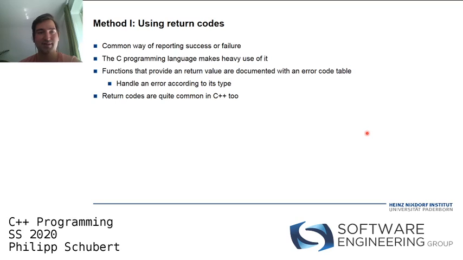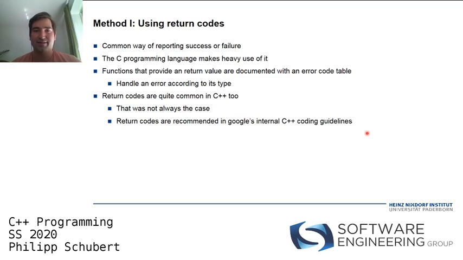Return codes are also quite common in C++ in many scenarios. That was not always the case. In the early days, it was taught to just use exceptions everywhere, all over the place, but it's not all great about exceptions. So sometimes it might make more sense to use a simple return value. Return codes are even recommended in Google's internal C++ coding guidelines. That could be completely different if you go to Oracle or a different company, where they may have different internal guidelines which state, please use exceptions. So that's just one example here.